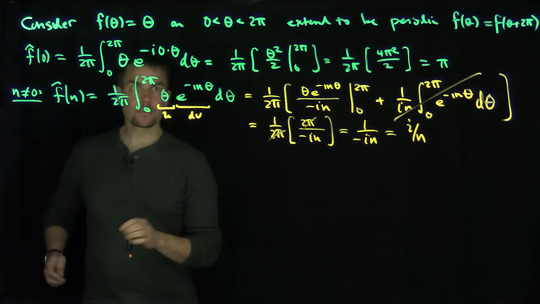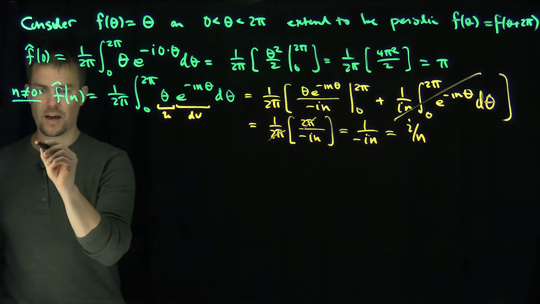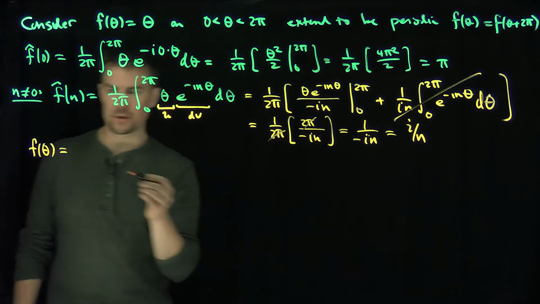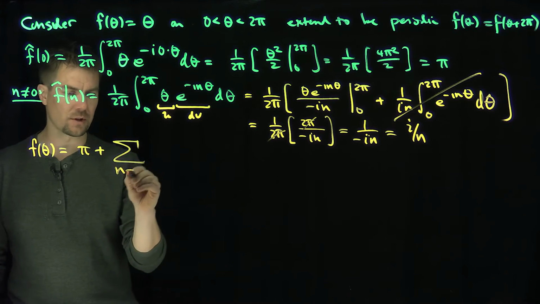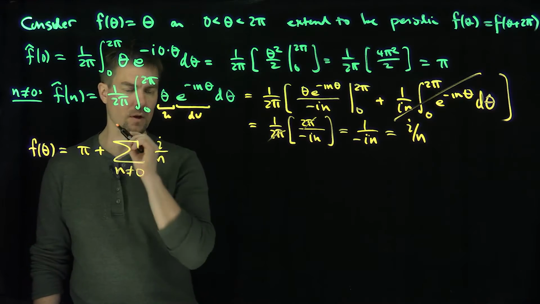All right, excellent. And so now I can write down the Fourier series for this function. So this function f of theta is therefore equal to the 0 mode over here. So the 0 mode is just going to be pi plus the sum over the modes that aren't equal to 0, i n over what?